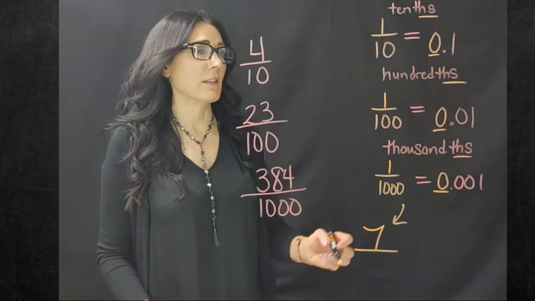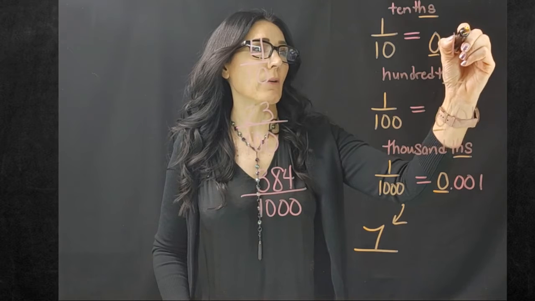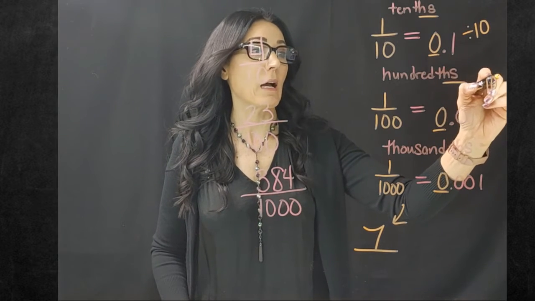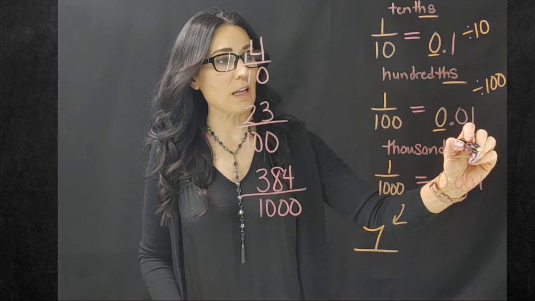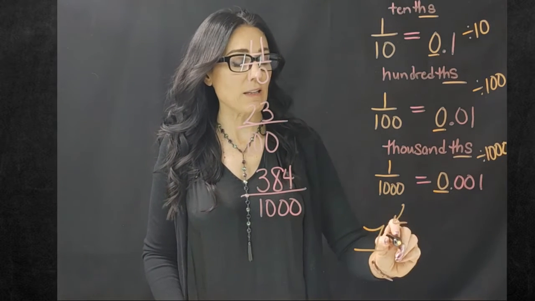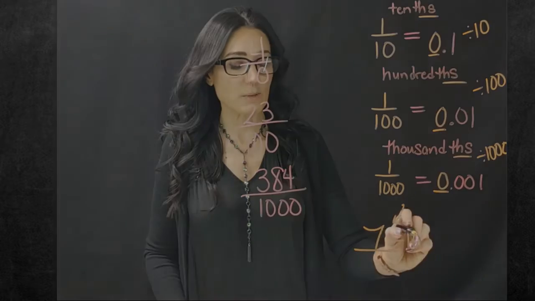All right. So again, this is going to be 10 times smaller, so we could say it's like dividing by 10. This is like dividing a whole number by 100. And this is like dividing a whole number by 1,000. So when we think about that, these are very small amounts.